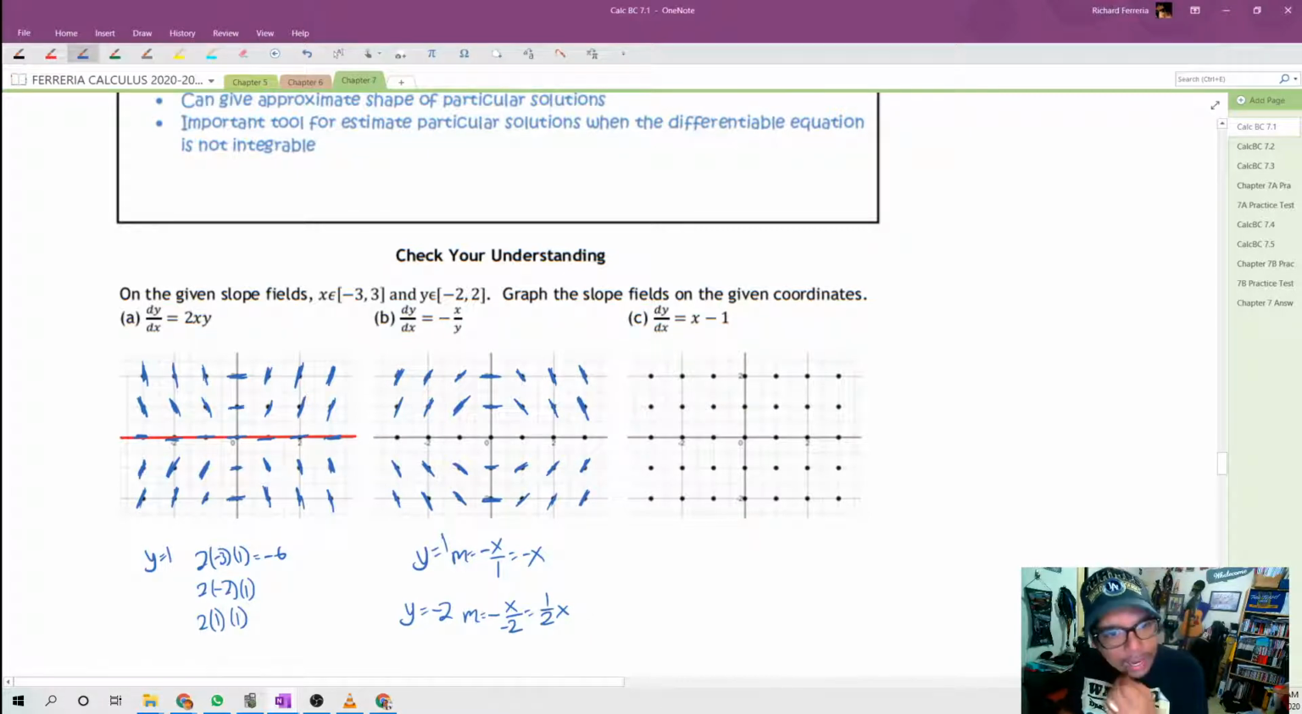The last one here, we have the slope is x minus 1, which means that the y-coordinate doesn't matter at all. So for example, everything where the x-coordinate is 0 is going to have a slope of negative 1. Let's draw negative 1 every place where the x-coordinate is 0. And if x equals 1, 1 minus 1 is 0, so every place where the x-coordinate is 1 is going to have a slope of 0. Yep.